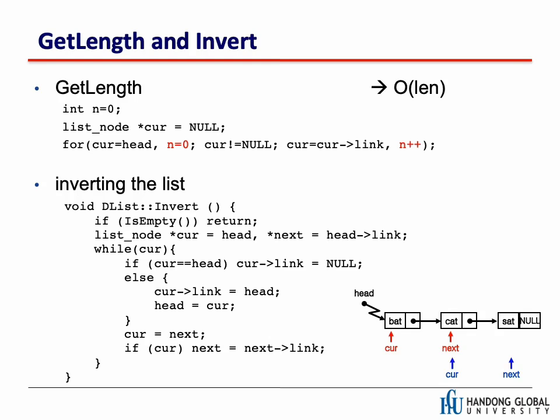Okay, that's simple. And the next one is inverting the list. It means, when we have a linked list, we can change the order. So the last one will be the first one, and the second to the last one will be the second one, etc. This one is not that simple, so let me explain how to implement it. First we check if it is empty. If it is empty, then there's nothing to invert, so we just return.